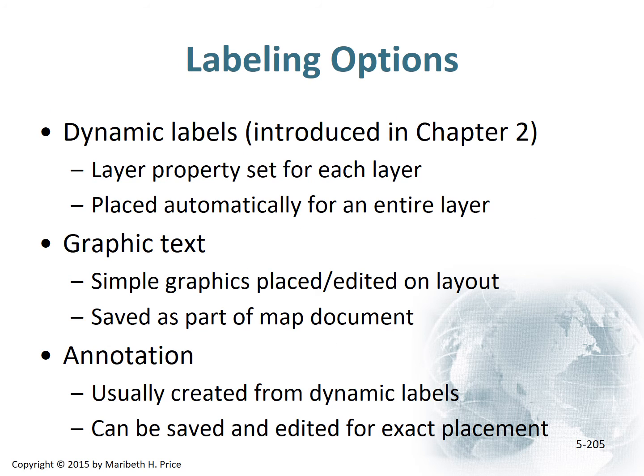Dynamic labels, graphic text, and annotations are all different types of labels. Dynamic ones are ones that are placed automatically. Graphic text are simply text boxes that you place on the map where you want and edit them. And annotations are created from dynamic labels, and they're saved kind of like text boxes pretending to be shape files or point data.